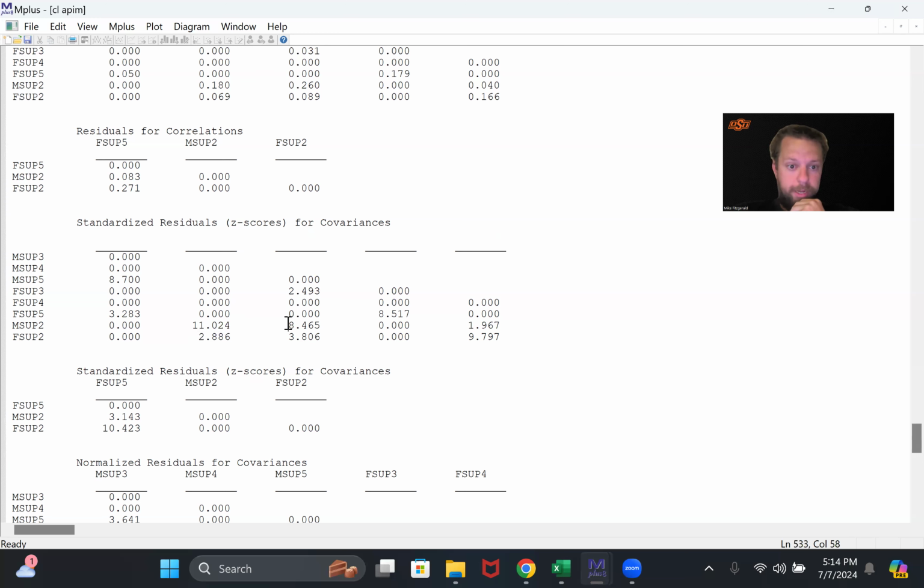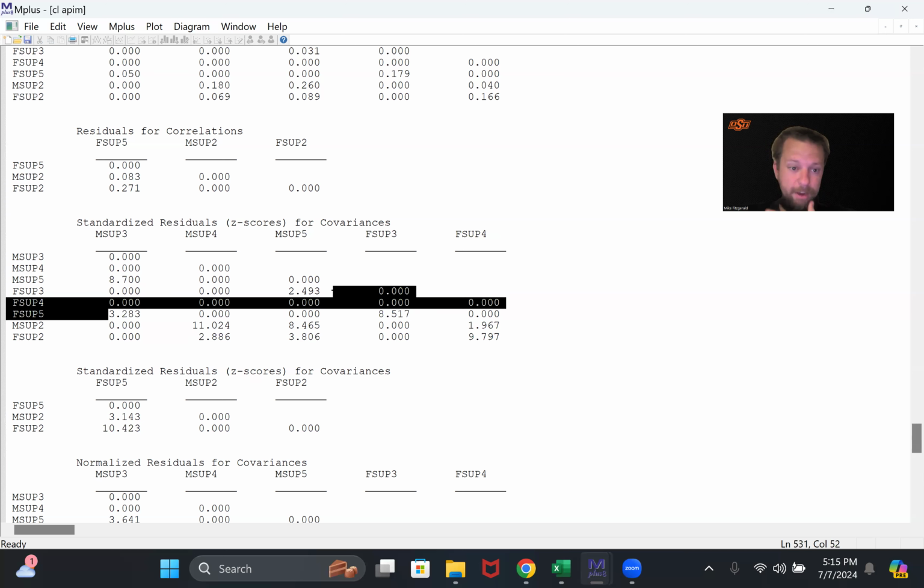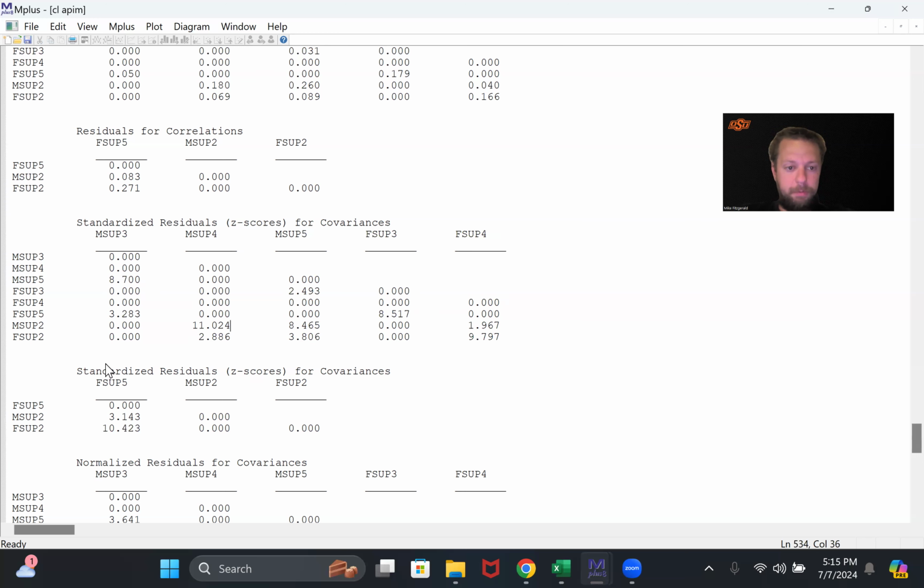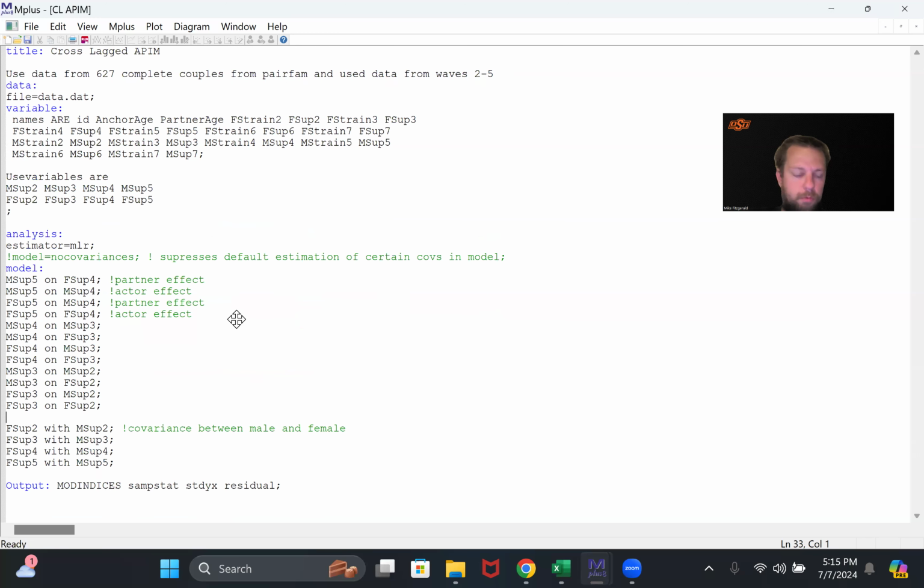And we got another one here that's highly problematic. We got another one here that's problematic, and another one here, and another one here, and another one here. And there's some others that aren't terrible, even though they're significant. They're kind of within normal bounds. I can accept that. But we got some big time problems here. And so what we can do is a couple of things. We can choose to revise this model.